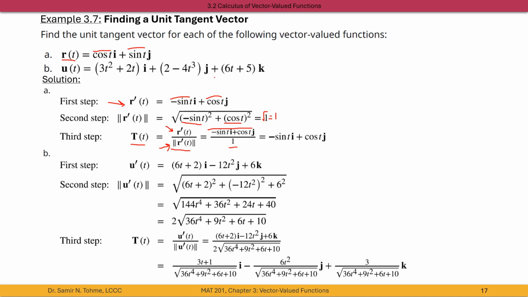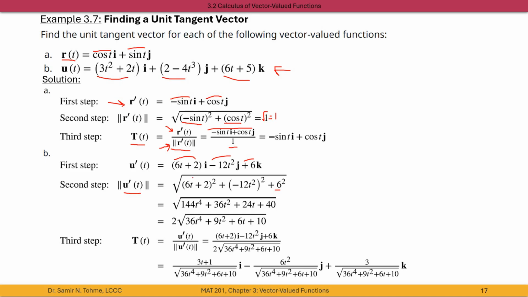For the second part, u, we will apply the same steps. u is given, and we do the derivative of each component individually, and you will get 6t plus 2 i minus 12t squared j and 6k. Now, its magnitude, we do the same. We have a third component, the z component, because this is a three-dimensional vector function.